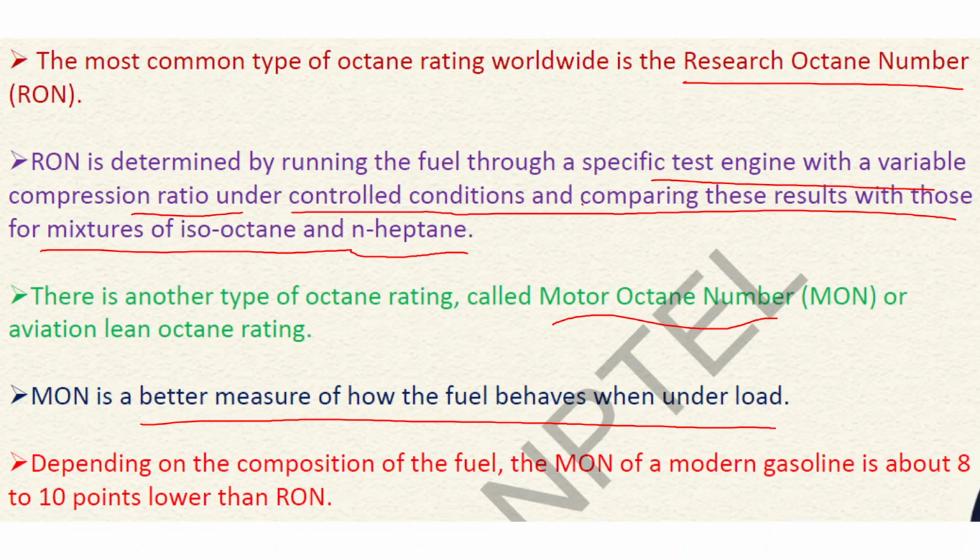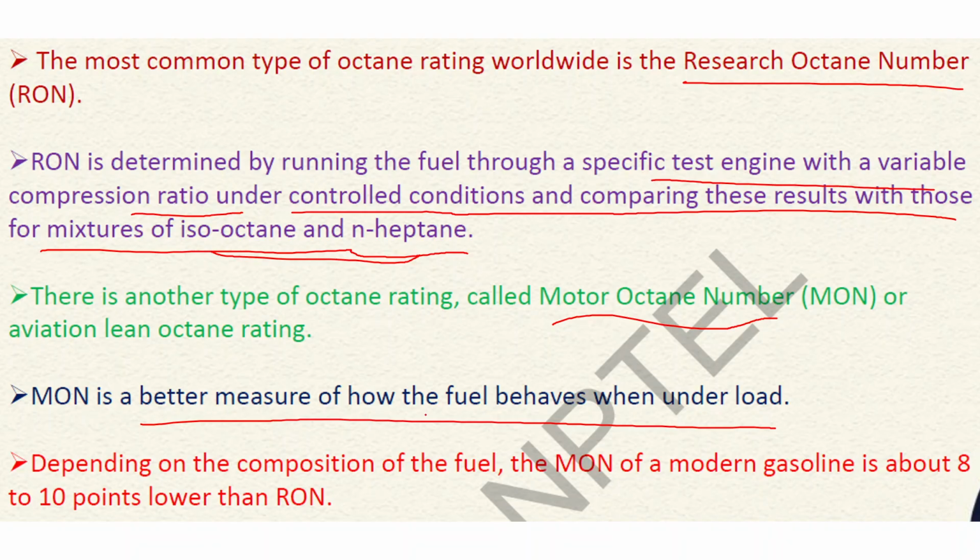Okay. Basically, research octane number, as I told, is done in a standard engine. In a standard engine, our sample is tested. Along with that, some standard samples of a mixture of isooctane and heptane are tested, and then our sample crude oil is compared with the mixtures of isooctane and heptane, and the volume percent of isooctane present in the sample gives us the octane number.